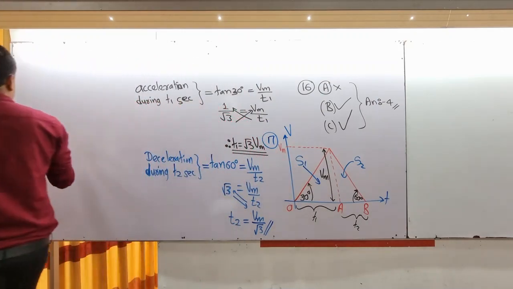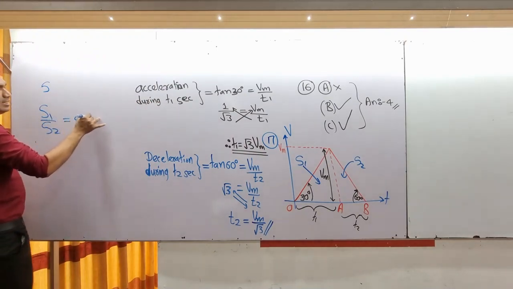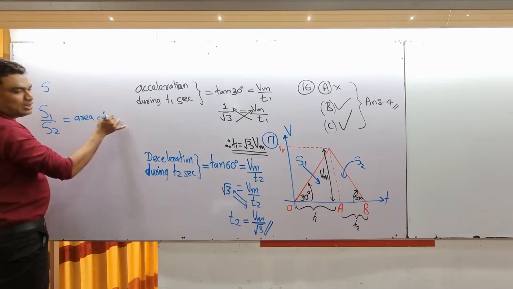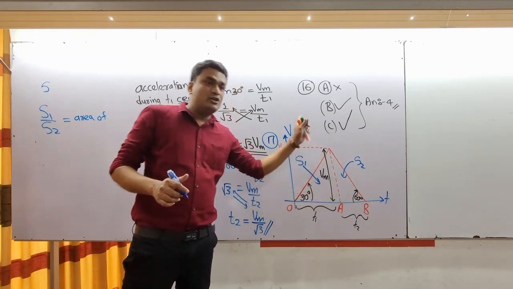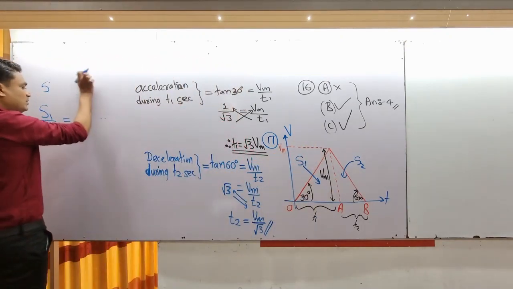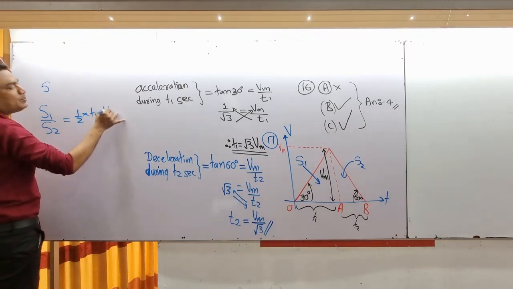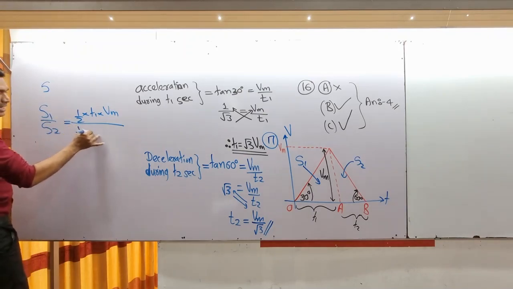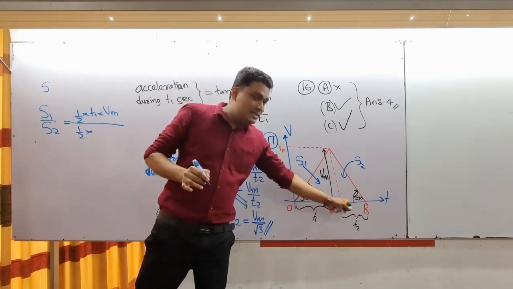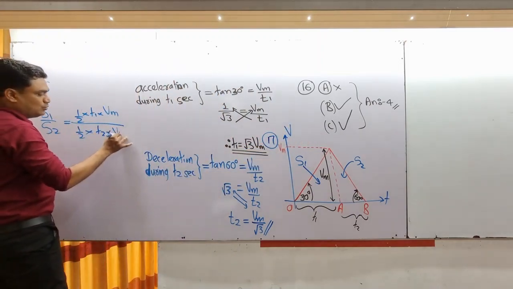The question asks us to find S1 over S2. S1 is the area of this triangle. What is the area of this triangle here? Half into base into perpendicular height. So it's half into base T1, perpendicular height Vm. S2 is again a triangle, half, base is T2, perpendicular height Vm. So it is T2 into Vm.